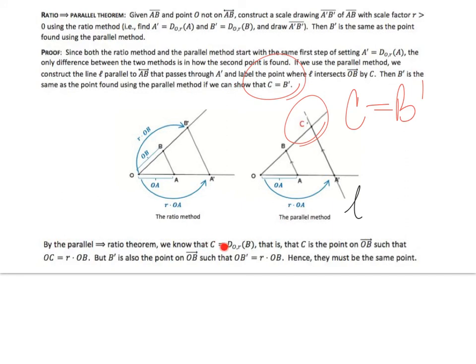We know that C is the dilation of B with center O and scale factor R. That is, C is the point on ray OB such that OC equals the scale factor times OB. OC, the length of this, the measurement, is equal to the scale factor times OB. So I measure this, I multiply it by the scale factor, and I get that. But B prime is also the point on ray OB such that OB prime is equal to the scale factor times OB. Hence, they must be the same point.